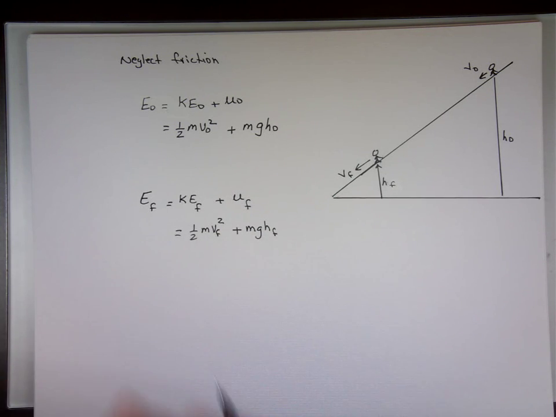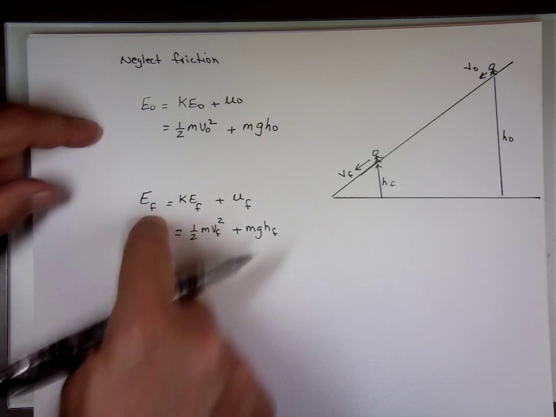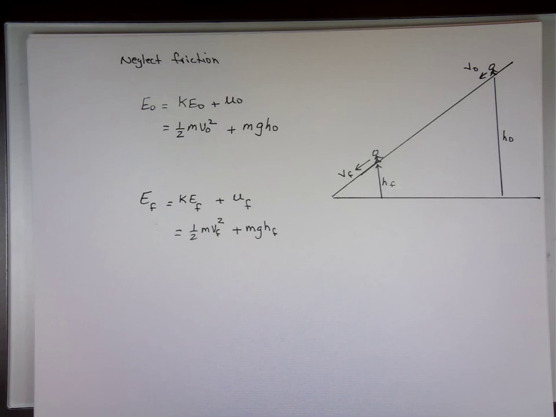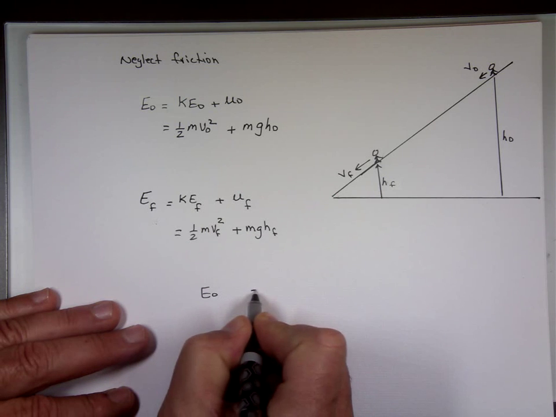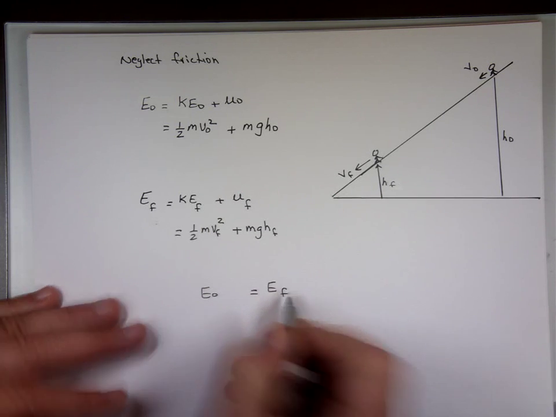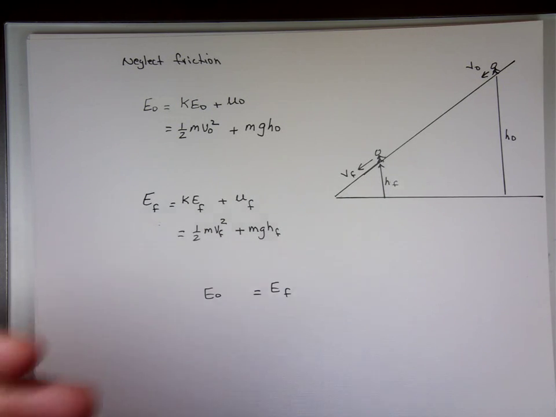And we said, if we neglect friction, what do we know about these two numbers? Remember what we said about the two of them? They have to be equal to each other. So there's no difference between them. The change is going to be zero because they are equal to each other.